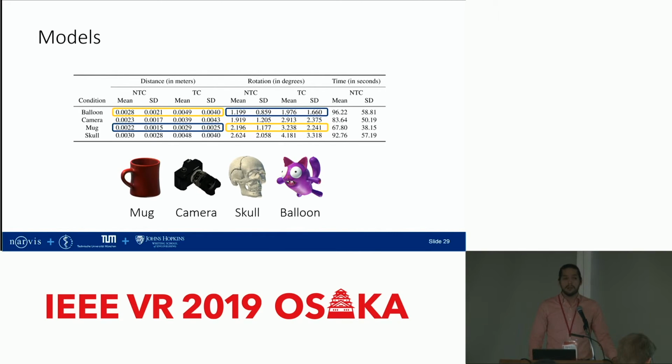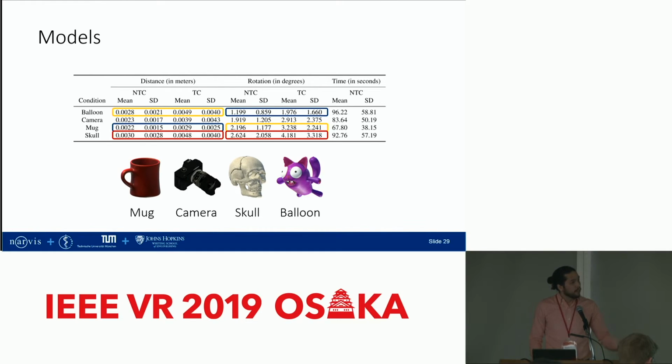So this might be an indicator that either the user focuses their attention on translating the object, and once they have a good score in translation, then they don't consider the orientation that much, or the opposite. If they achieve a good orientation, then maybe they don't put that much attention on the translation scores. And interestingly, the school model was the hardest one to align.